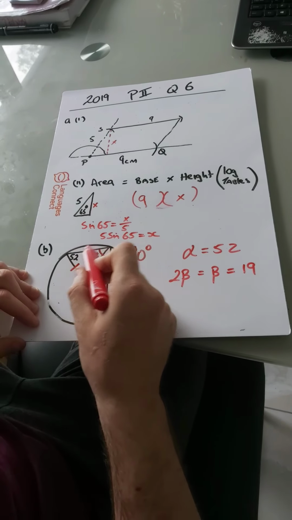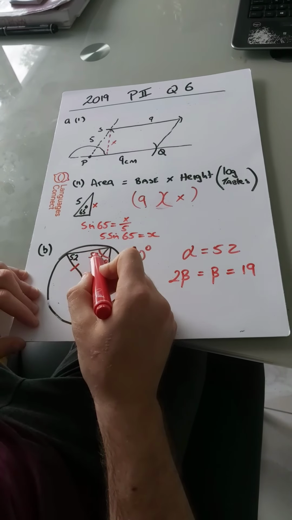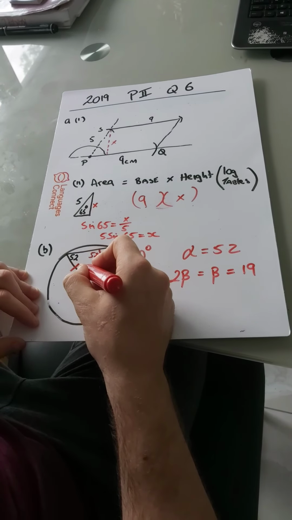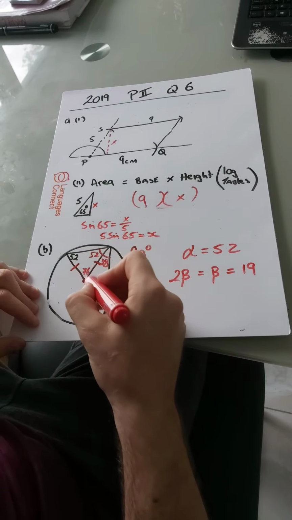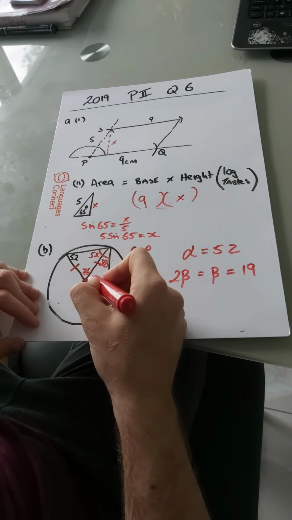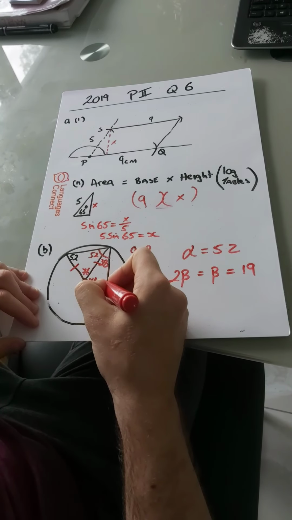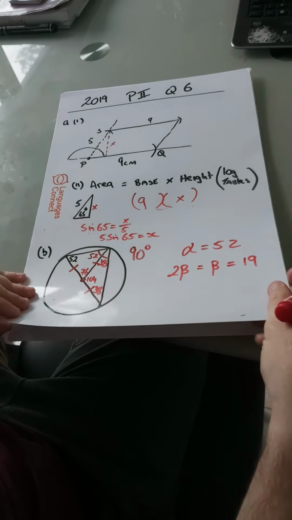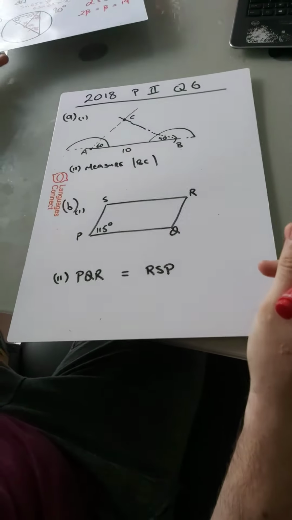Now from here I can actually calculate every angle, because 52 and 52 is 104. The 3 angles of a triangle add to 180, so that leaves this as 76. And then 76 plus 104 gives me 180. Also 38, 38 and 104 gives me 180. So watch out for those rules.